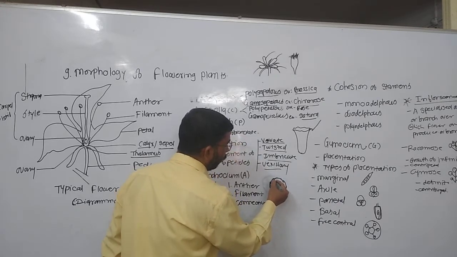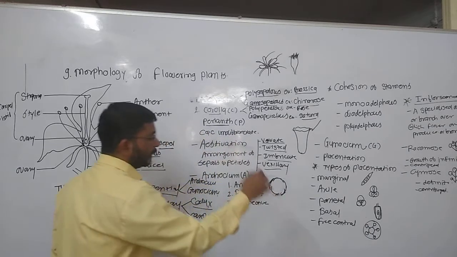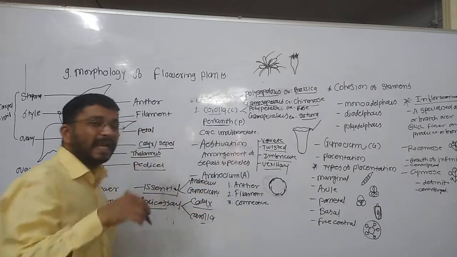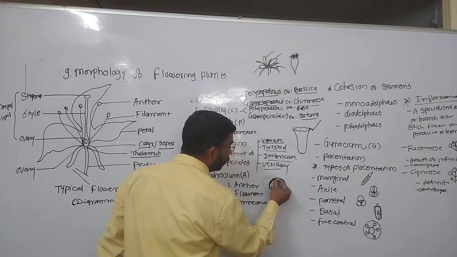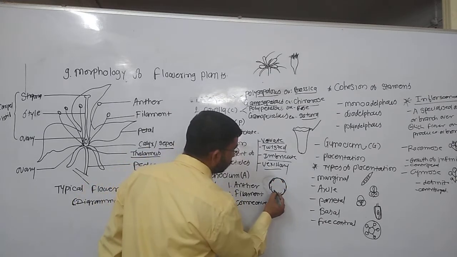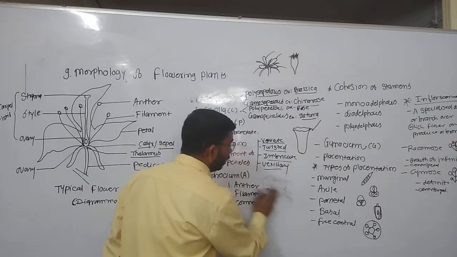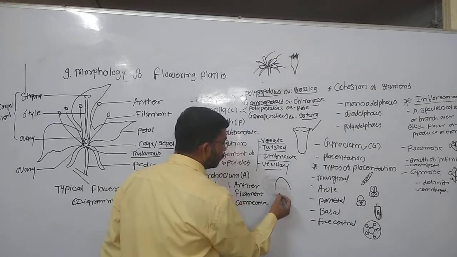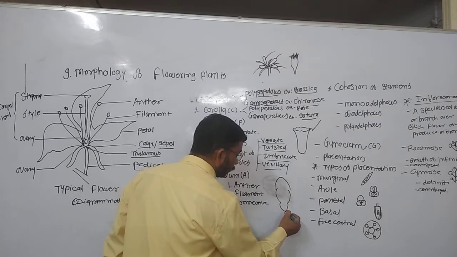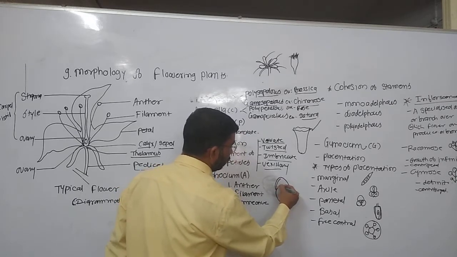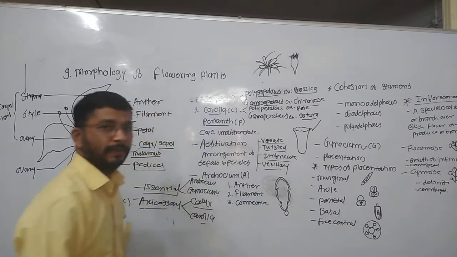One petal is overlapped by the other, one petal is overlapped by the other, and this kind of aestivation is called twisted aestivation. In vexillary aestivation, one is completely inner and one is completely outside. This kind of aestivation we find in the corolla.